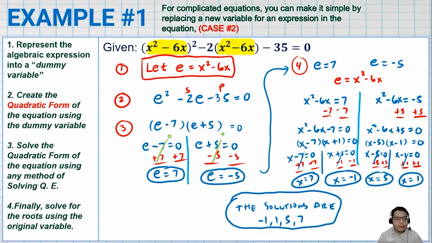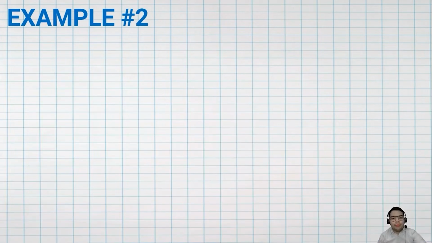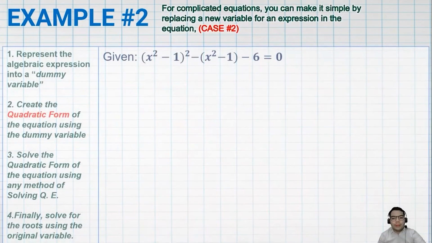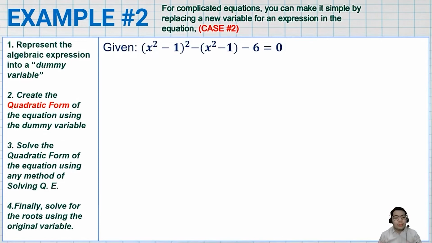Okay, let's discuss another example para mas maintindihan pa natin itong case number 2. So, we'll be having another given that's almost the same form on dun sa una nating example. So, we have x squared minus 1 quantity squared minus x squared minus 1 quantity minus 6 is equal to 0. So, follow rin natin yung apat na step na to so that we can solve this given equation using a quadratic form.